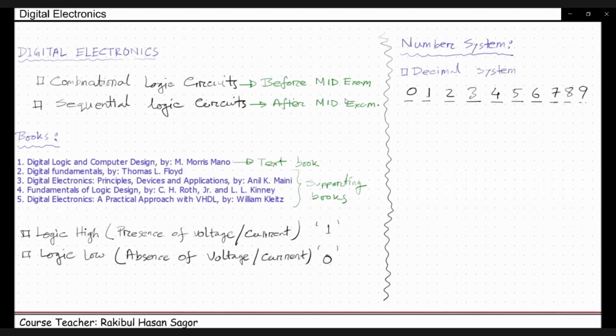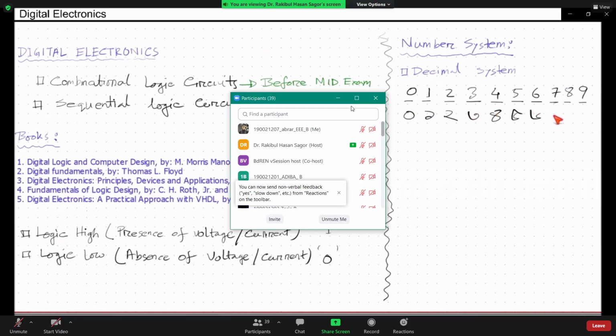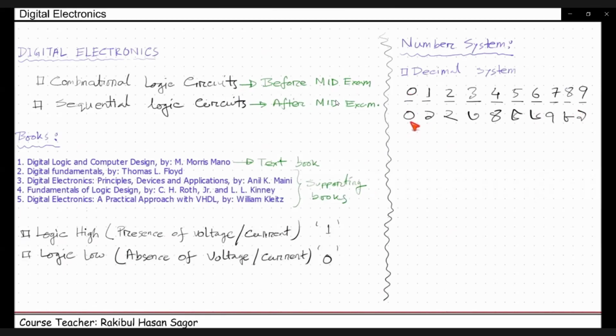So how many distinct symbols are there? There are 10 distinct symbols. Using these 10 distinct symbols, we represent all the numbers. These symbols are different for different languages. For example, in Bangla, we have ek, dui, tin, char, panch, chhoy, shat, aat, noy. So in Bangla we have the same number of symbols, but they look different from English. It's nothing but a symbol, and we have 10 symbols to represent all our numbers.